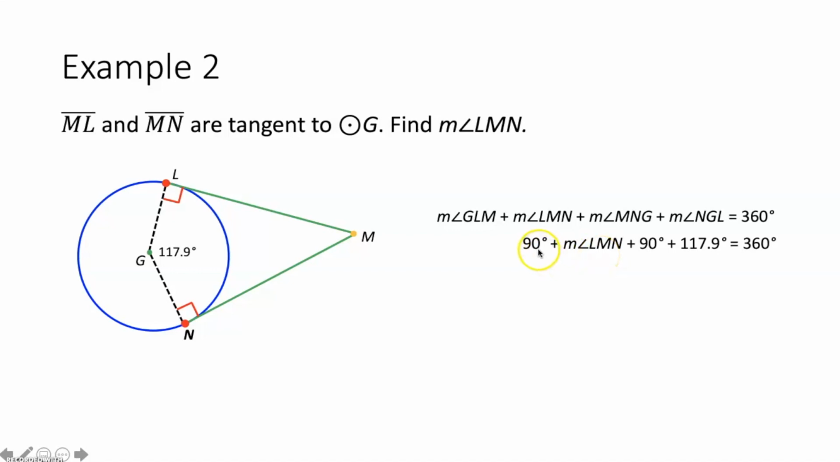So when we do that, the only unknown angle measure would be the measure of angle LMN, which we can solve for. So let's combine like terms. 90 plus 117.9 gives you 297.9. We subtract that from both sides, we get the measure of angle LMN is 62.1 degrees.